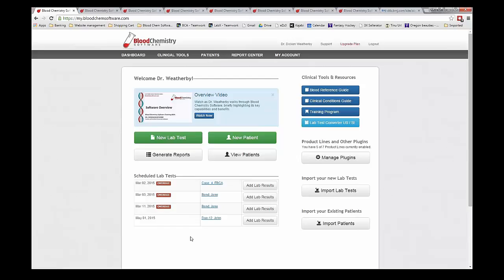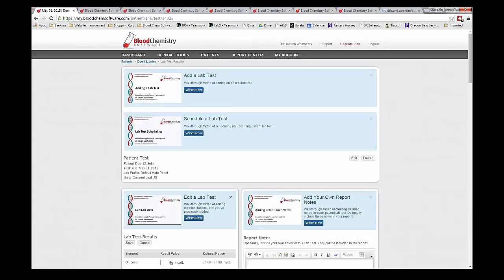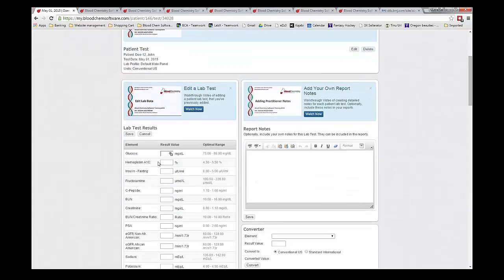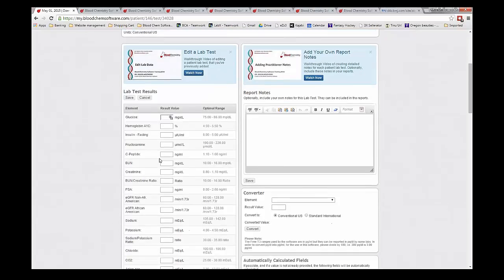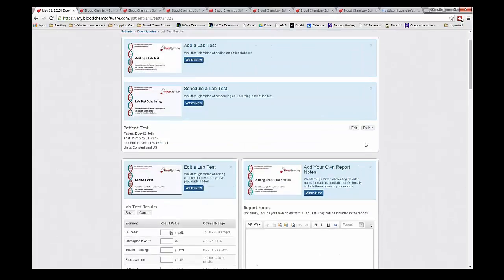When that blood test comes back, you just hit this Add Lab Test Results button, and it automatically jumps to here, and it's saying you have a scheduled lab test. You're about to actually fulfill that scheduled test. And so that's kind of how we do it.